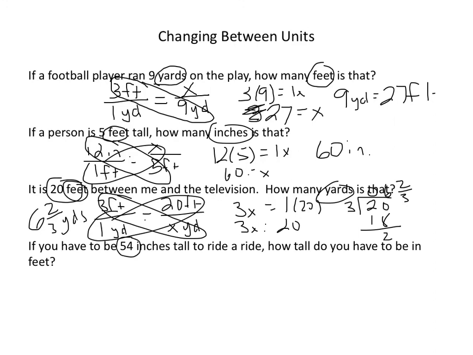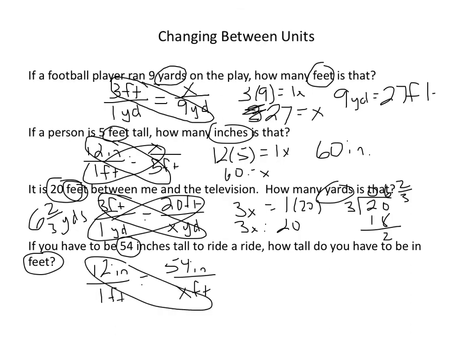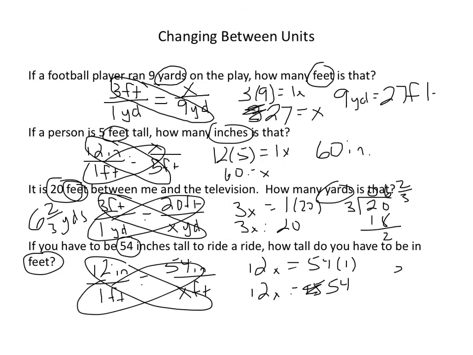Alright, on the last one, you're 54 inches tall and you want to convert to feet. So we have 12 inches again is 1 foot, and that has to equal 54 inches is how many feet. Cross products, 12 times x has to equal 54 times 1. 12x equals 54. Oops. So since I don't know what times 12 equals 54, I'm going to do my division.